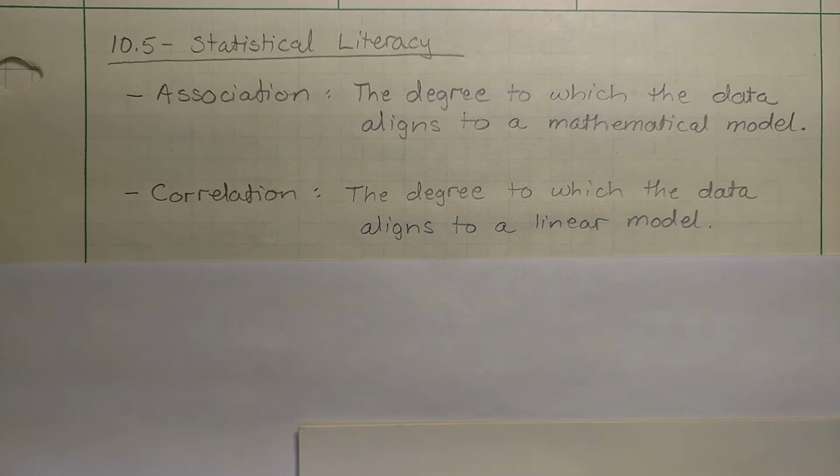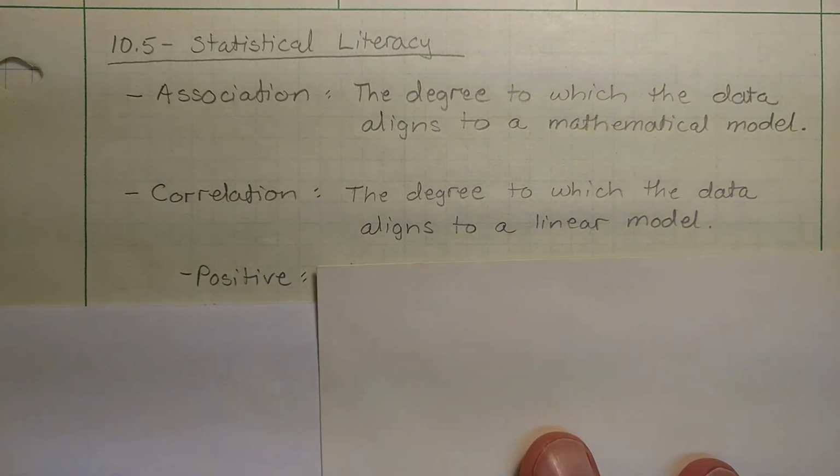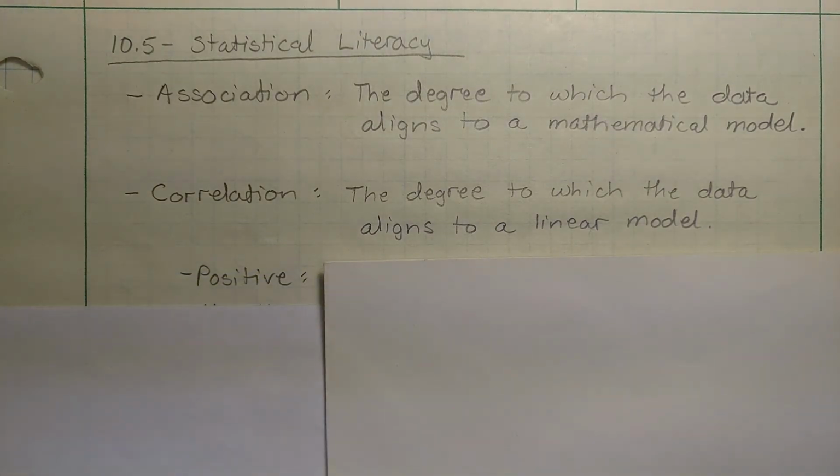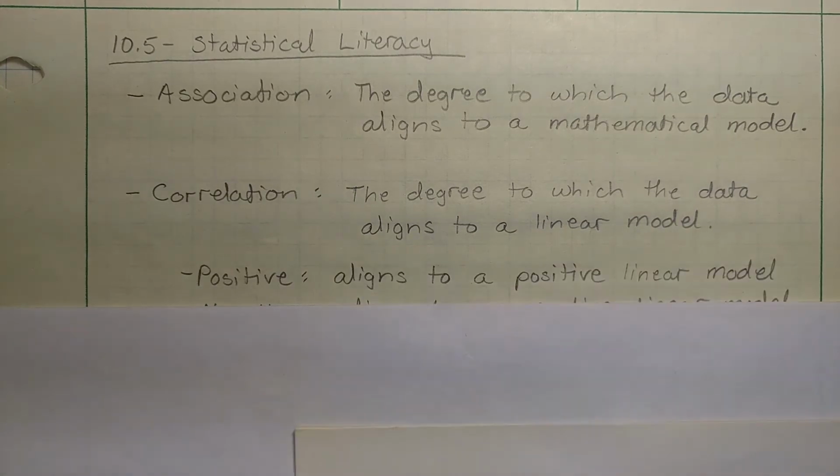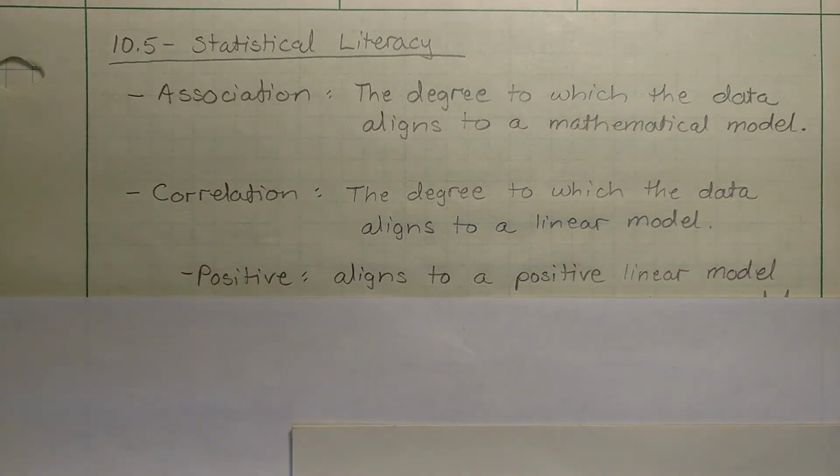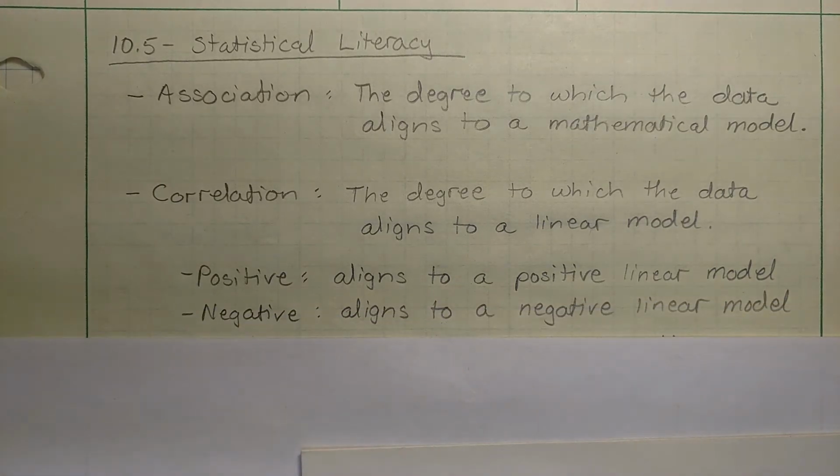Next, when we talk about correlation, we can talk about positive correlation. And when we talk about a linear model, a line, one of the main things we need to know about that is its slope. So positive correlation means it aligns to a positive linear model, in other words, a linear model with a positive slope. As one of the variables is going up, the other one is also going up. And negative means it aligns to one with a negative slope, a negative linear model. So as one of the variables is increasing, the other is decreasing.